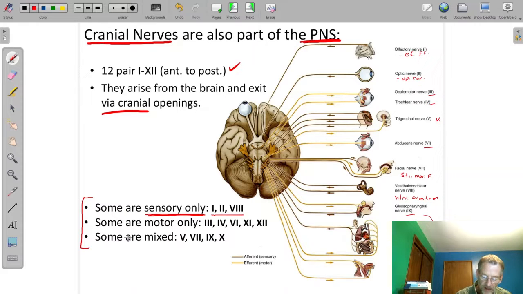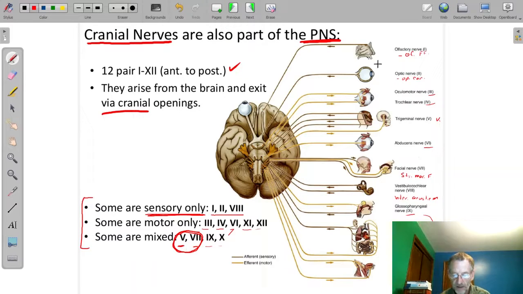And some of these nerves are motor only. 3, 4, 6, those are going to the eyeball. And then we have the accessory and the hypoglossal. So those 5 are motor only. The remaining 4 are mixed. The trigeminal, the facial, and the glossopharyngeal and vagus. These are 2 of the big ones that we will be spending most of our time on once we get into them and through this basic introductory material.